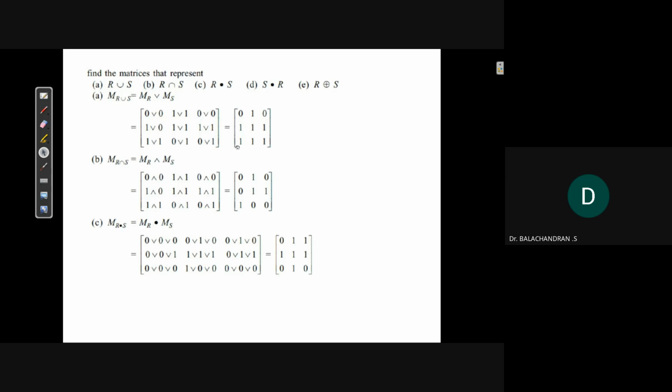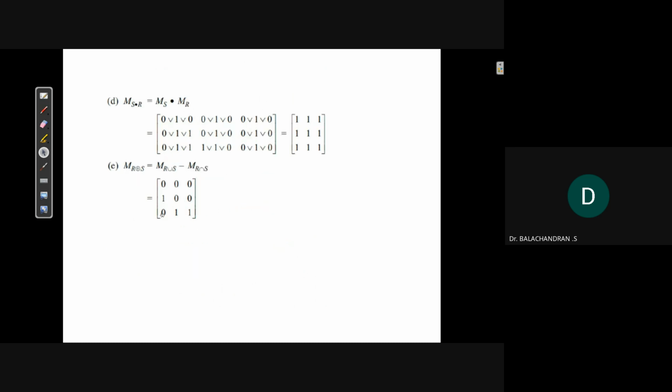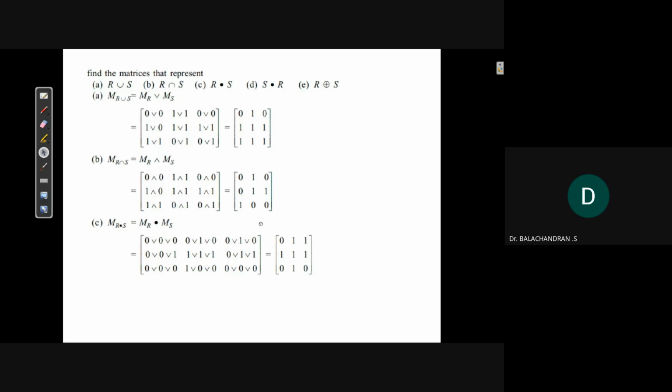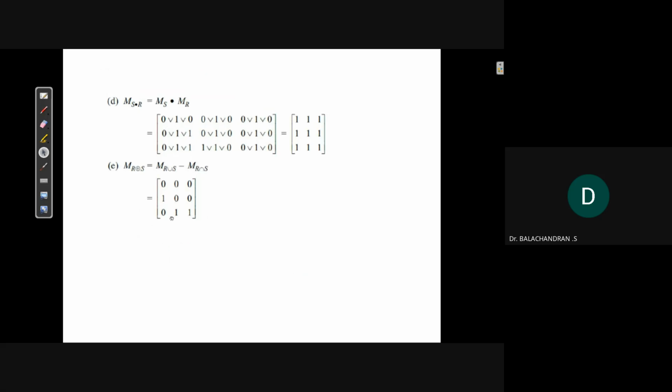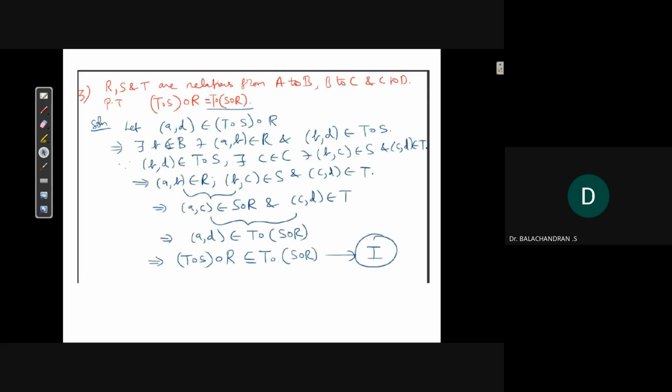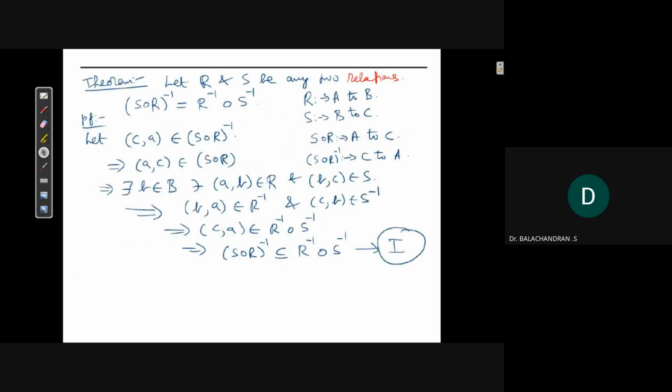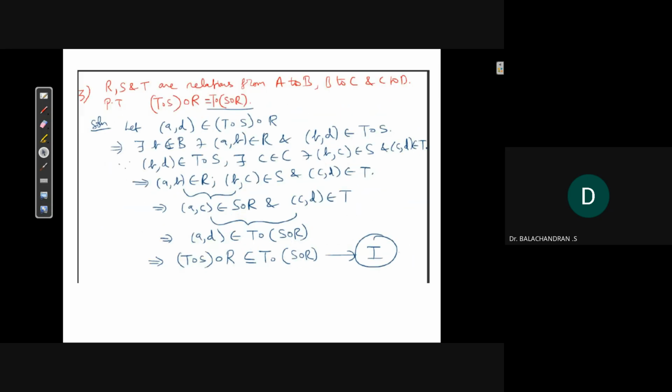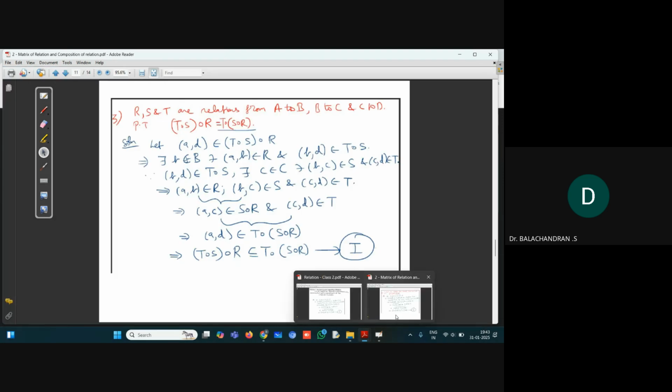So last row, 1, here also 1. There you should write what? 0, 1 minus 1. Here 1 and 0 means 1. Here 1 and 0 means what? 1. So 1 and 1. I think we will discuss these two theorems. I will explain maybe in the other PDF.